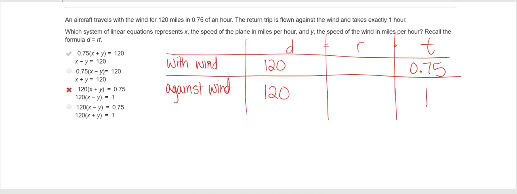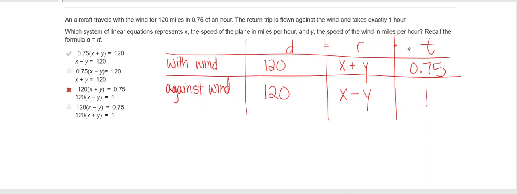If a plane is traveling with the wind, it's going its own speed plus the wind resistance. The wind resistance is going to make the rate faster when you're flying with the wind. That's why we put a plus sign there. When you're traveling against the wind, that's actually going to slow the plane down, make its rate slower, so that's why we subtract wind resistance. So the overall rate is less here, and the overall rate or speed of the plane is faster here.